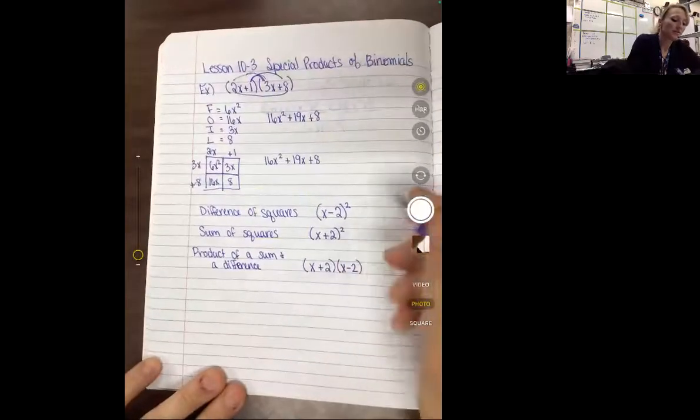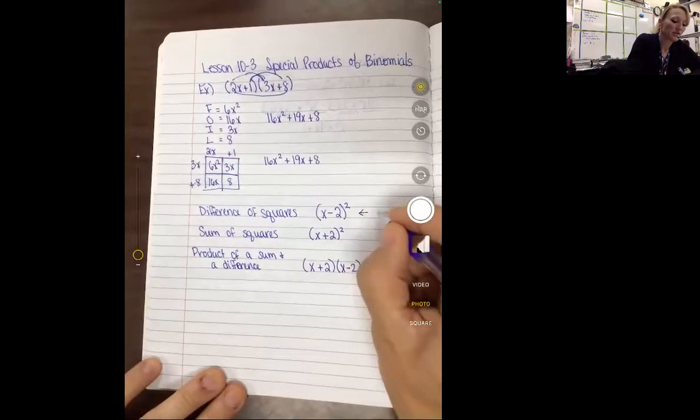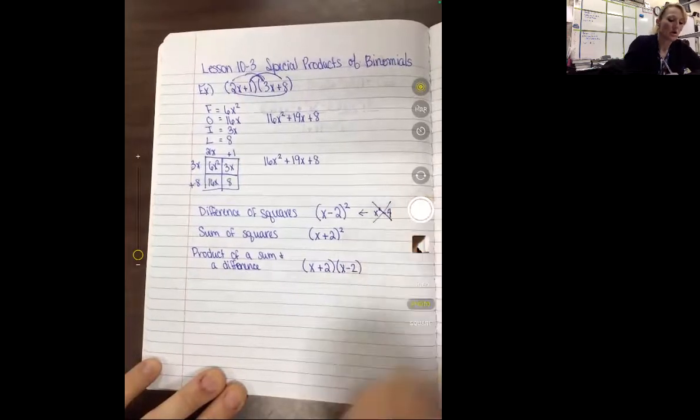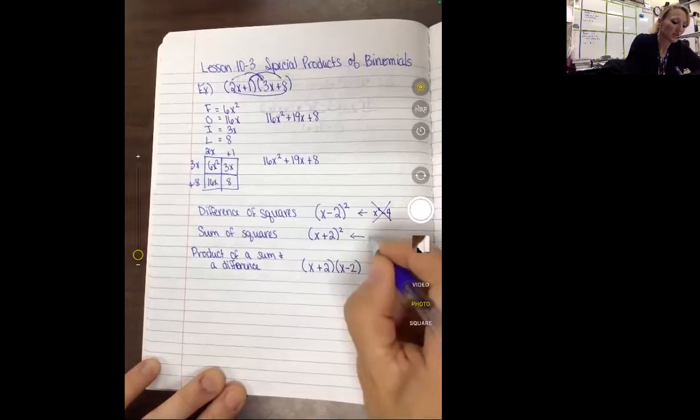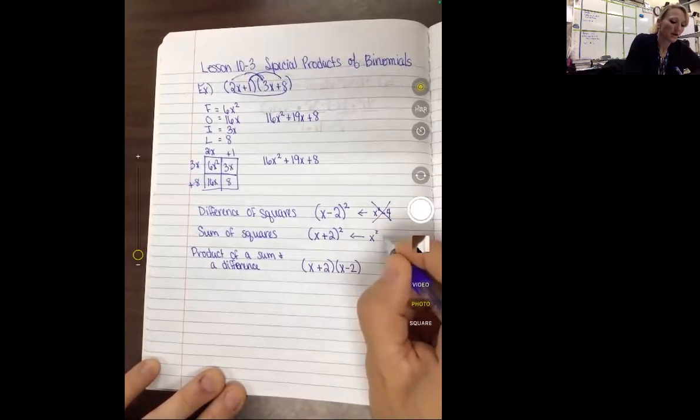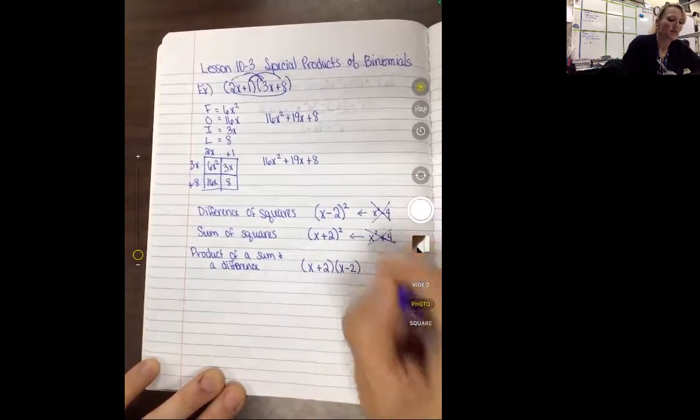So if we have a difference of squares, I have kids all the time that try to distribute and say that this is x squared minus 4. This is wrong. You cannot do it that way. I have kids that look at this one and they try to tell me that this is x squared plus 4. Again, you cannot do it that way.